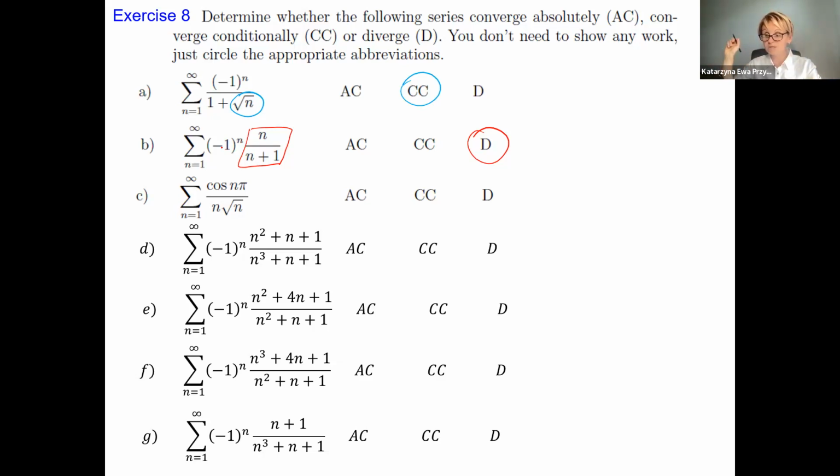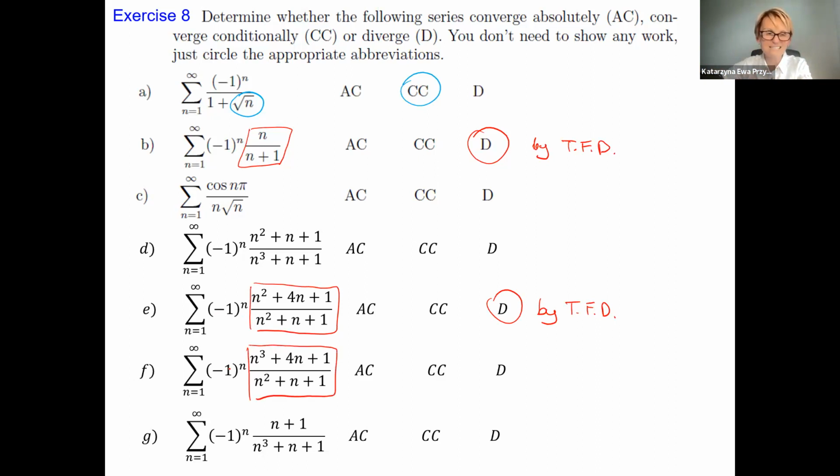Which one also is divergent? By test for divergence. E, yes, because this limit is 1. Positive, negative 1 limit does not exist. Test for divergence. And one more on this side. Limit is infinity. Yeah, this one is infinity, but it's plus and minus infinity. Also, the limit does not exist. Test for divergence. And term divergence test, but testing just divergence. Okay, good.